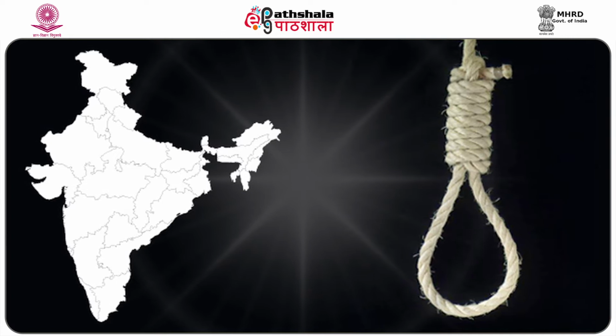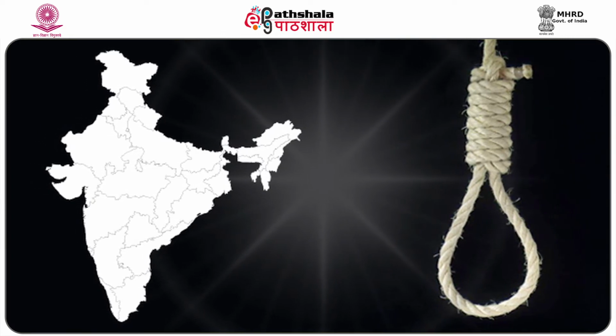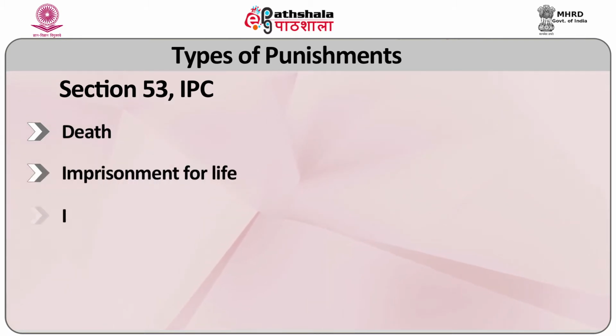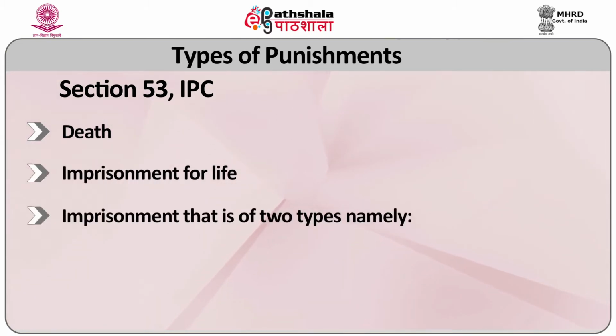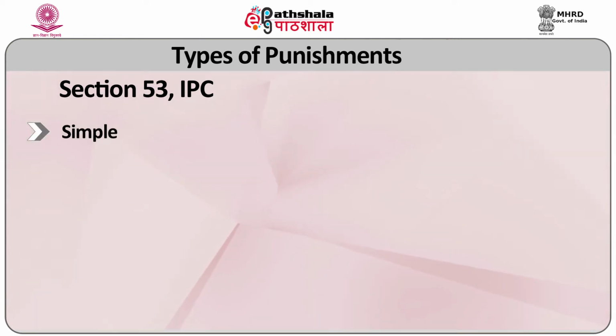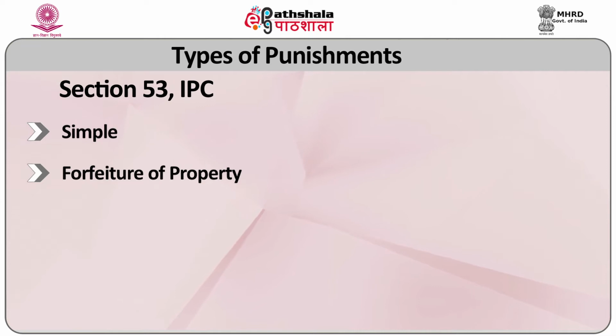Punishment and sentencing in India. In India, we can see that the scheme of punishment is provided under section 53 to 75 of the Indian Penal Code. Types of punishment as per section 53 of the IPC are death, imprisonment for life, imprisonment that is of two types, namely rigorous, that is with hard labor, and simple, forfeiture of property, fine.